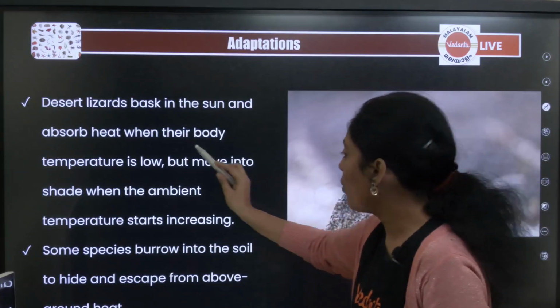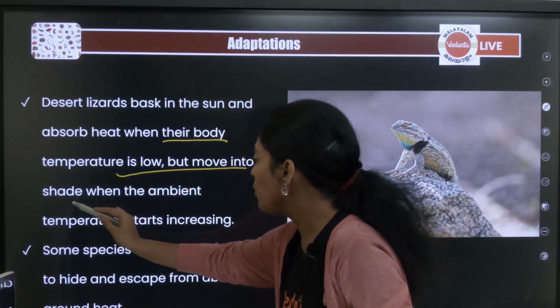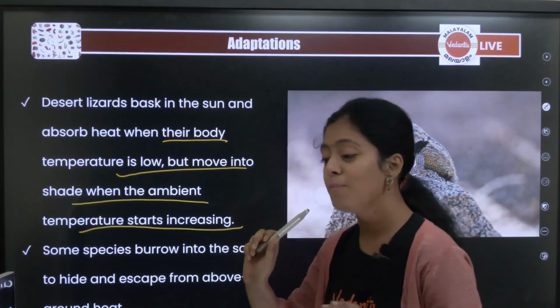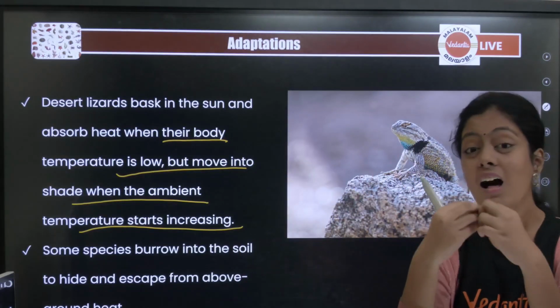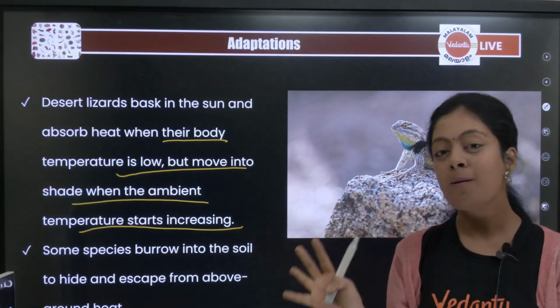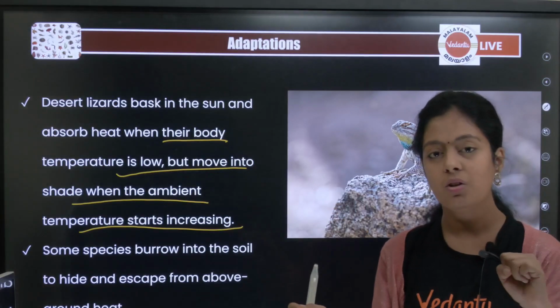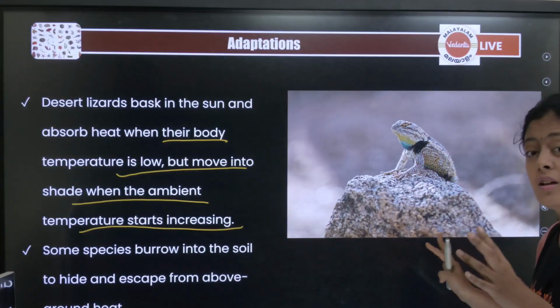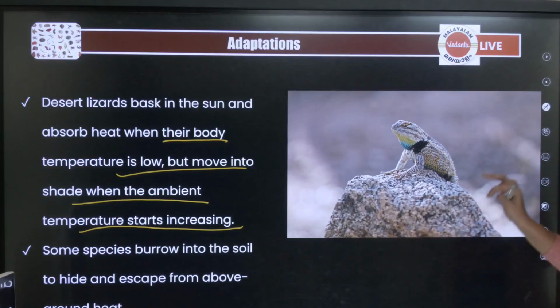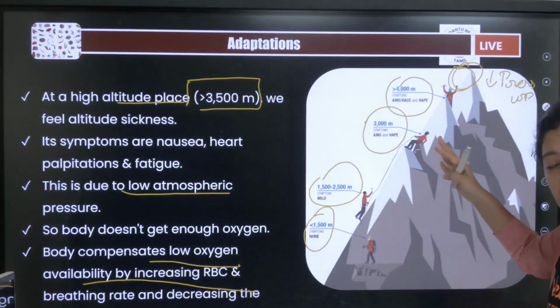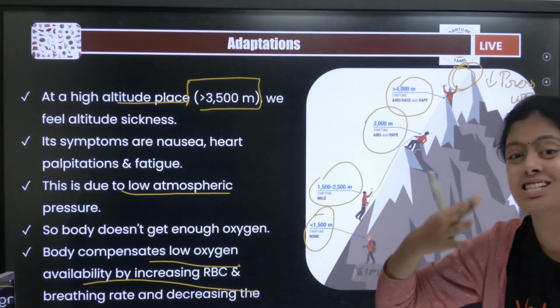Okay, so when their body temperature is low they bask, but they move into the shade when the ambient temperature rises. What is basking? Going and sitting in the early morning sun is basking. Okay, it's an English term. So this desert lizard shows a behavioral adaptation. And this one is a physiological adaptation. My body's physiology is changing.